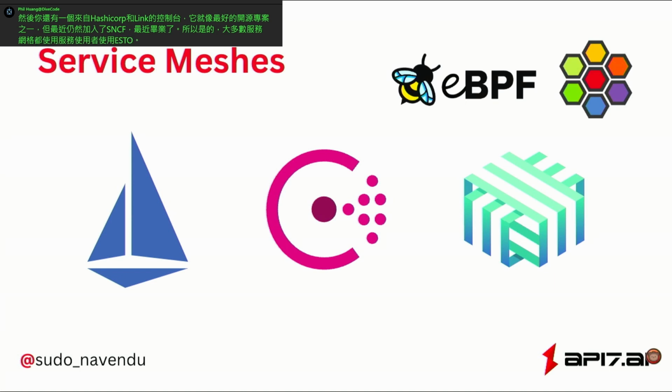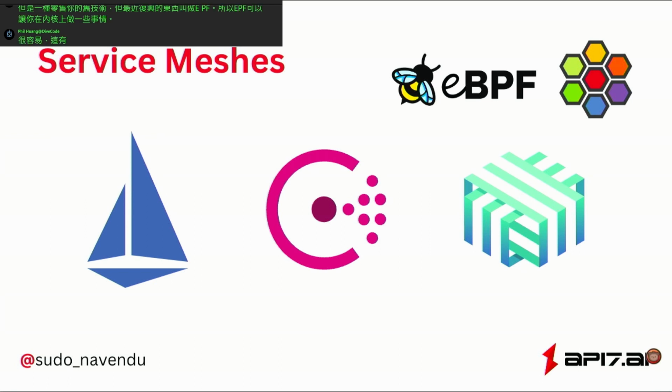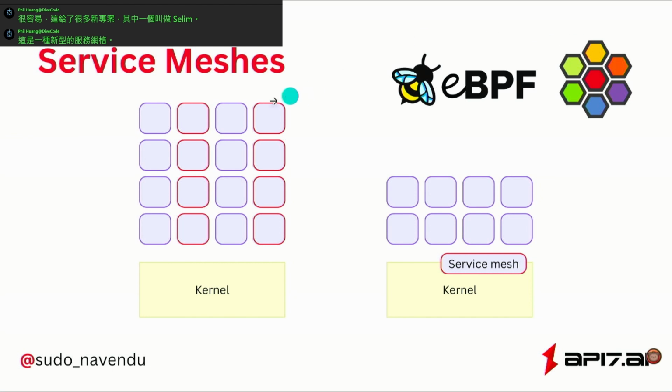But there is also a relatively old technology, but something that had its resurgence recently, called eBPF. So eBPF lets you do stuff on the kernel easily, and this has given rise to a lot of new projects, one of which is called Cilium. It's a new type of service mesh. So instead of each of your services having a sidecar proxy, an eBPF service mesh will have just one proxy for one node, or any other grouping.